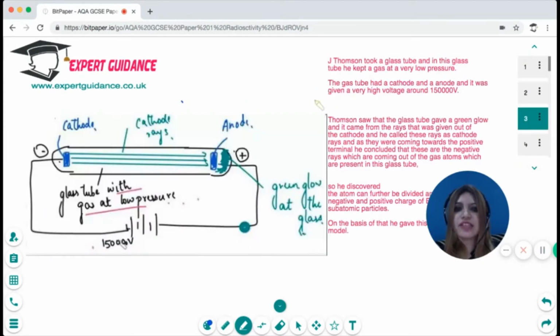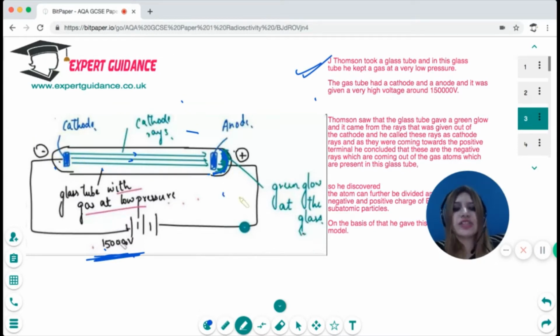The first discovery was by J.J. Thomson. What he did was he took a glass tube and kept a gas in it at very low pressure. In the glass tube, he had a cathode and an anode and gave it a very high voltage, around 150,000 volts. At such a high voltage, he saw some rays going towards the positive plate, and as soon as they struck the positive plate, they caused a green glow at the glass. So he came to the conclusion that there are rays coming out of the cathode. He called them cathode rays.